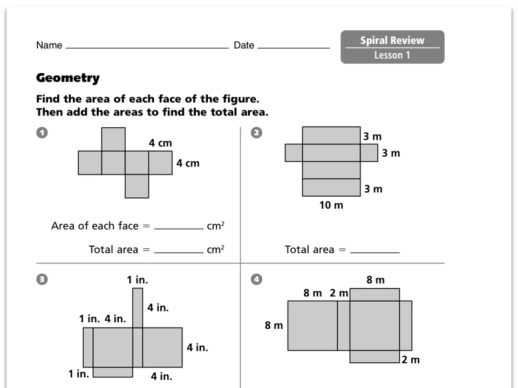So I know that the little square right here is a 4 by 4, and I know that 4 times 4 equals 16. In order to find the whole thing, I'm going to count up how many squares there are. 1, 2, 3, 4, 5, 6. And I'm going to take 16 times 6. I know that 6 times 6 is 36, carry the 3, 6 times 1 is 6, plus 3 more is 9. So I know that the total area is going to be 96 centimeters squared.